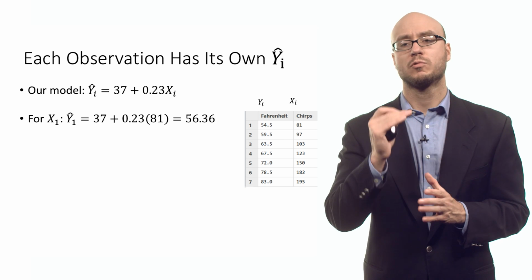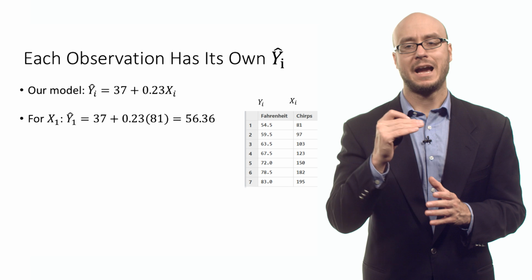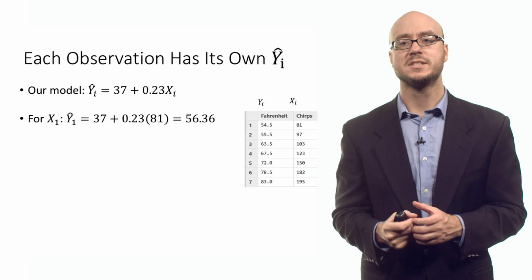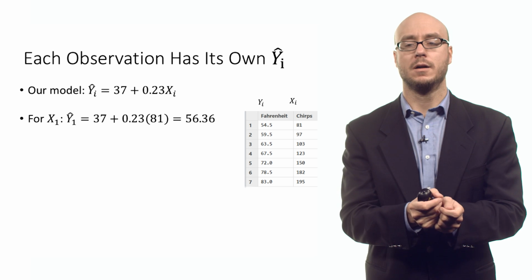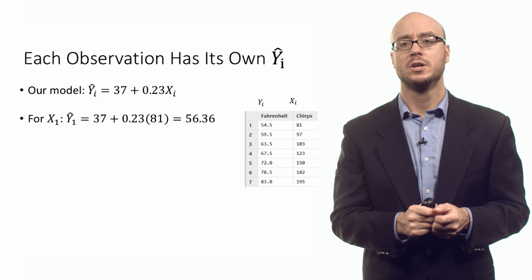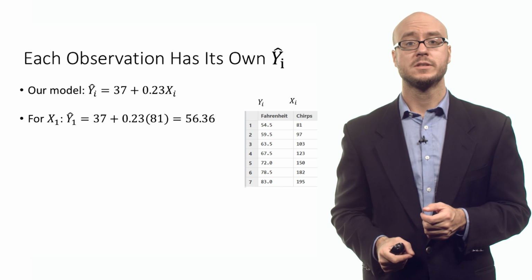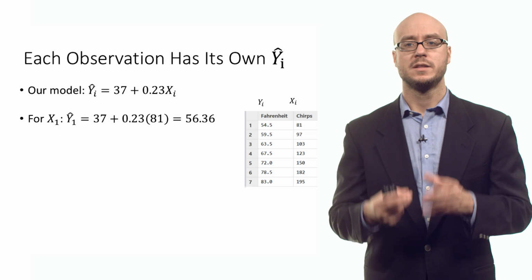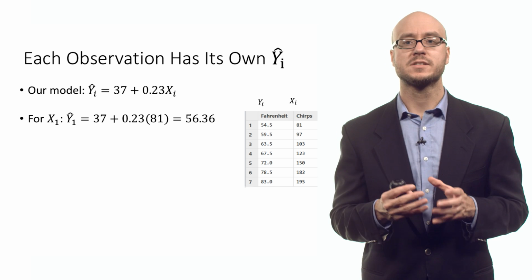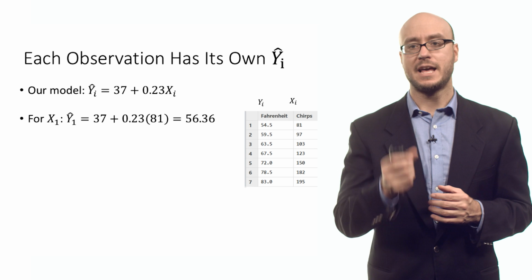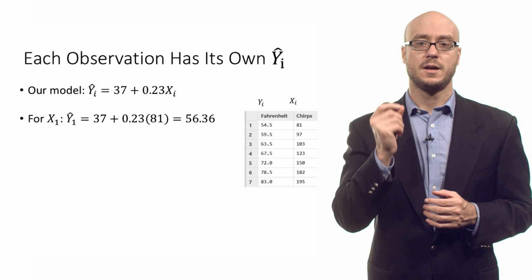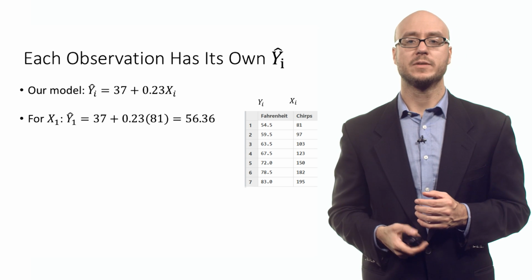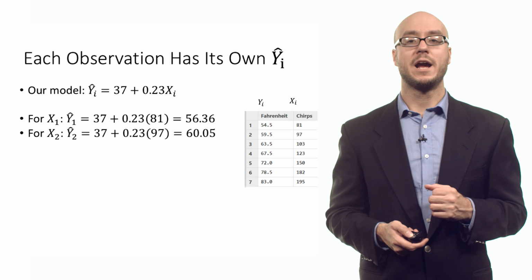So for each row of this data set, we can calculate a fitted or predicted value. This is the expected outcome. This is the expected mean temperature for different values of x. So when x is 81, when there are 81 cricket chirps per minute, the expected mean temperature is about 56 degrees Fahrenheit. That's that first row's expected value. That's our fitted value. That's a y hat.